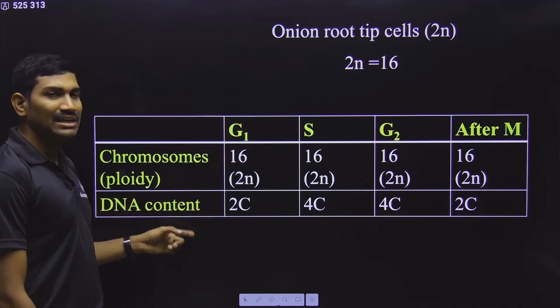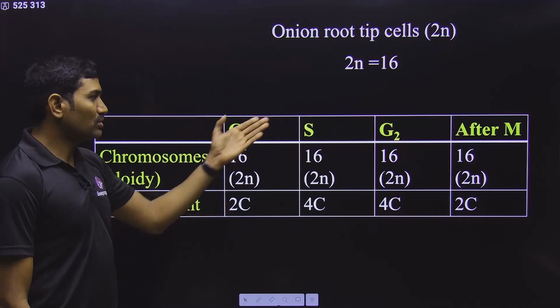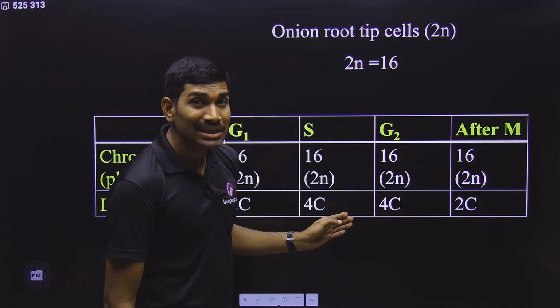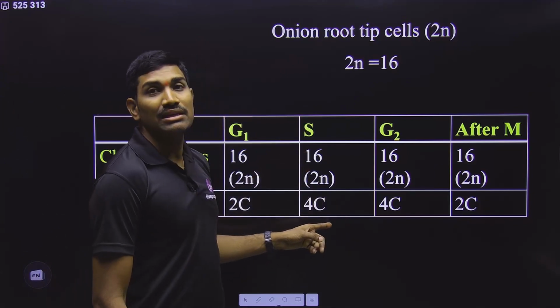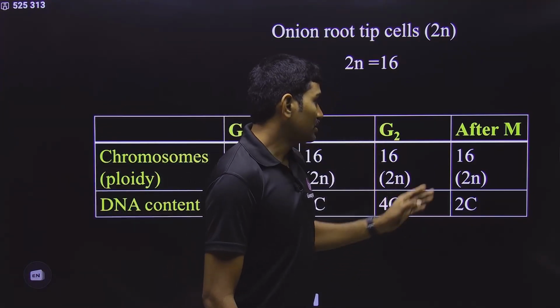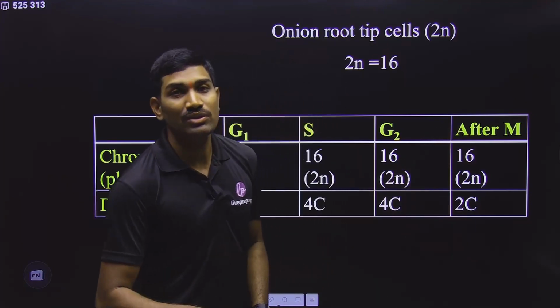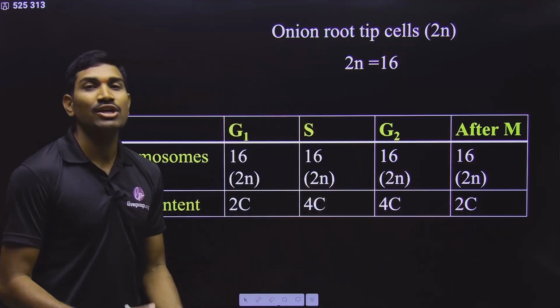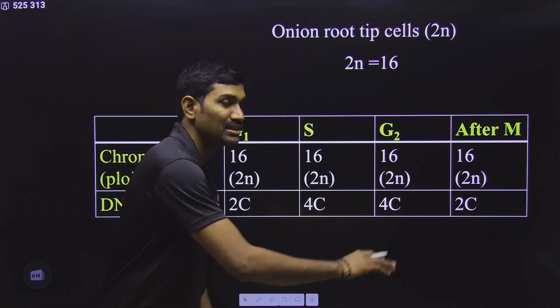Clear. Next one is regarding DNA content. In the G1 phase it is 2C, S phase it is 4C, though it is 2N, the C value is 4C. And here G2 phase also it is 4C. After M phase means once again it is G1 phase, so again it becomes 2C. So this is some basic information.